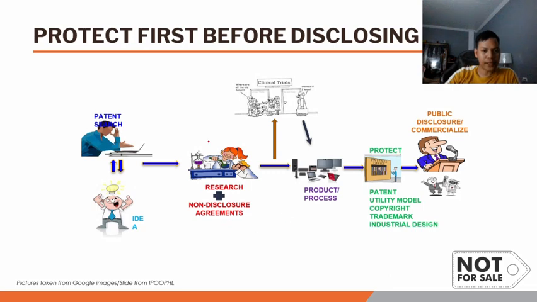And you have plus non-disclosure agreements. And you will test your invention. Then you will proceed to product or process. It may be a product or it may be a process. And you will apply for protection. For example, if you are in patent, utility model, copyright, trademark, industrial design, okay, you will register your invention. You need to protect your intellectual property. And lastly, public disclosure and commercialization.